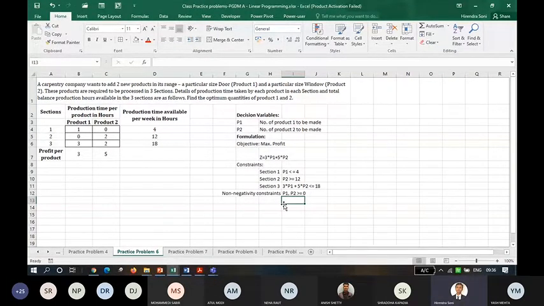Sir, in section 2, it should be P2 is less than equals to 12, no? Sorry, I said that but made a mistake here. It has to be less than or equal to 12. Thank you. I typed it wrong. P1 should be less than or equal to 4, P2 should be less than or equal to 12, and third is 3P1 plus 5P2 should be less than or equal to 18. Okay up to this?